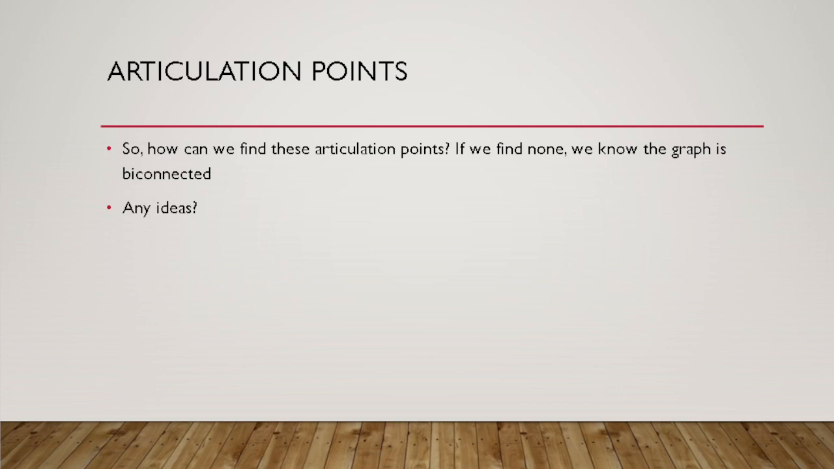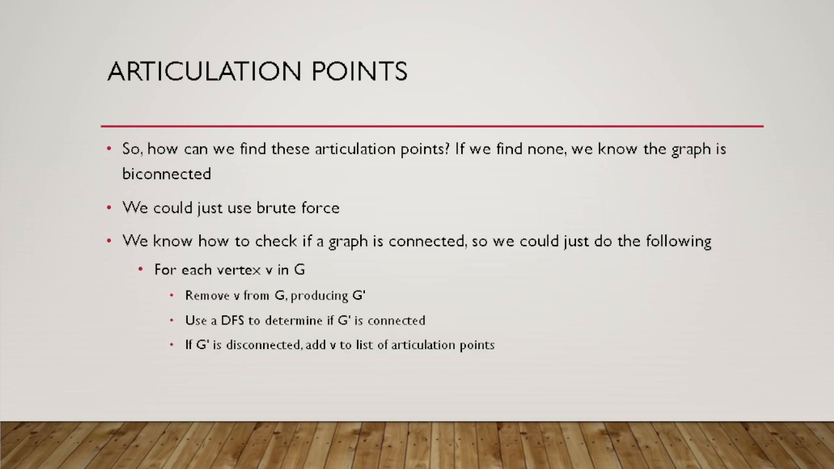So how could we find the articulation points? Is there any way that you can think of that we could figure out which vertices, when removed, would disconnect the graph? The straightforward thing is we could just brute force it, right? We need to find all the vertices which, if I remove them, will disconnect the graph. Now, I know how to check if a graph is connected. I just do a depth first search, right?